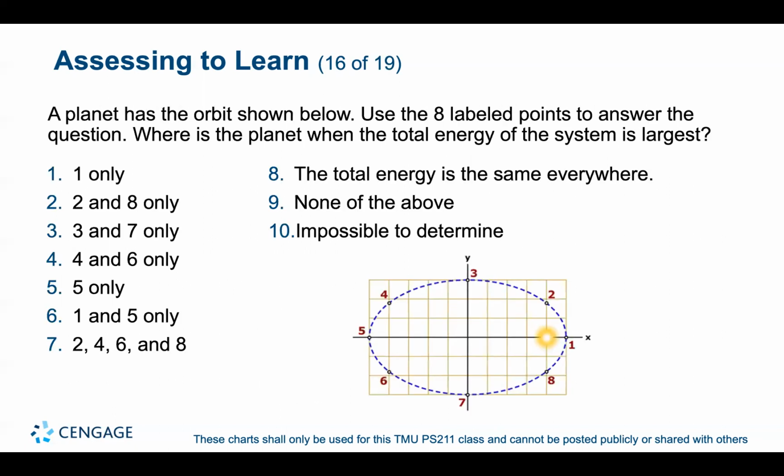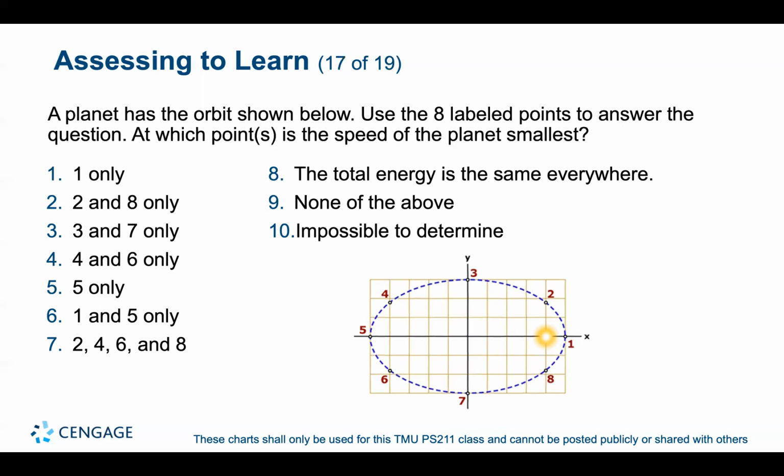So a planet has the orbit shown below. Using the 8 labeled points to answer the question, where is the planet when the total energy of the system is the largest? And the answer is the total energy is the same everywhere. So at which points is the speed of the planet the smallest? The answer is 1 and 5.